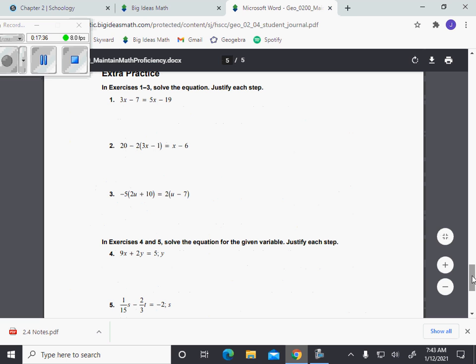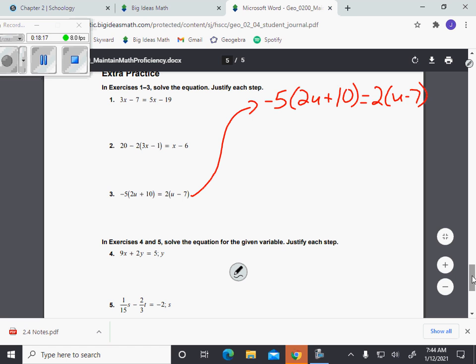Down here, we're going to solve each equation and justify each step. I'm only going to go through, let's see here, I'll go through the last one. So I'm going to bring this up here just to get more room. We have negative 5 times 2u plus 10 equals 2 times u minus 7. Okay. That would be writing the equation if I had to justify that. I just moved it, so I'm not going to worry about it.